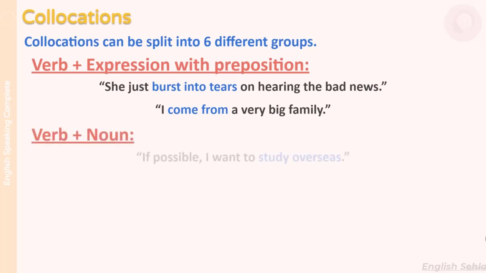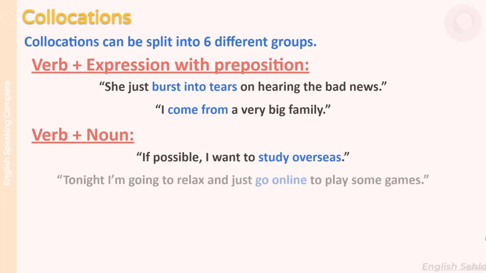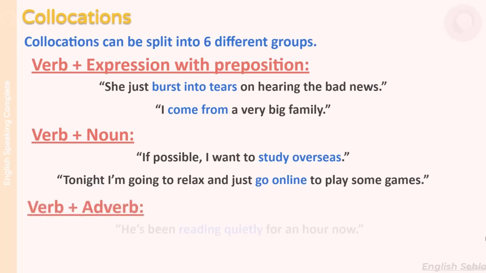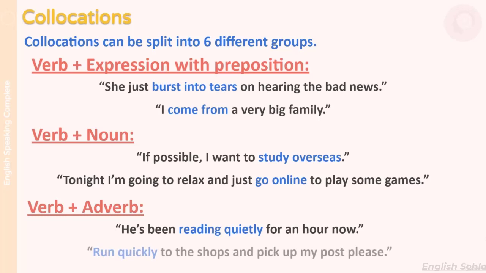We can have verb and nouns. If possible, I want to study overseas. This is more of a phrasal verb type expression. Tonight, I'm going to relax and just go online to play some games. Again, another example of a phrasal verb. And finally, we have verb plus adverb. He's been reading quietly for an hour now. Run quickly to the shops and pick up my post, please.